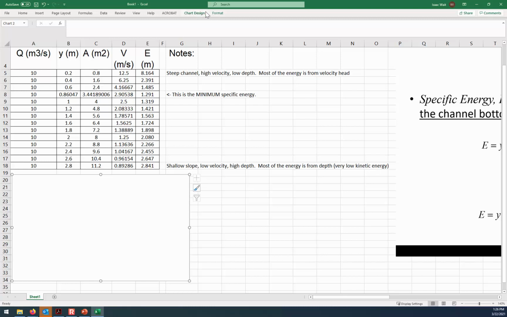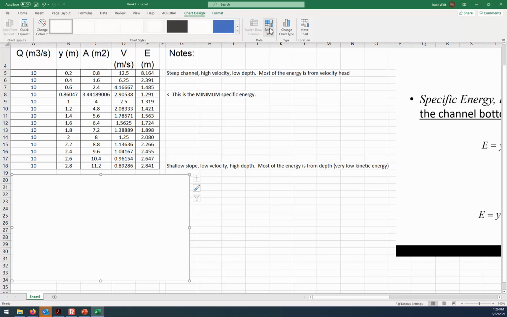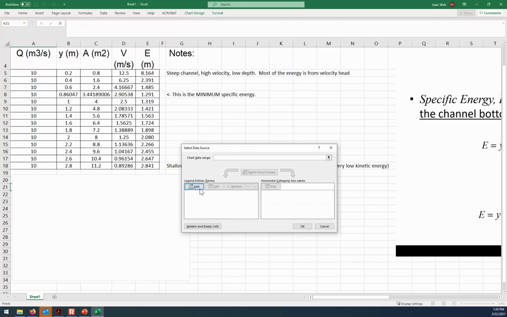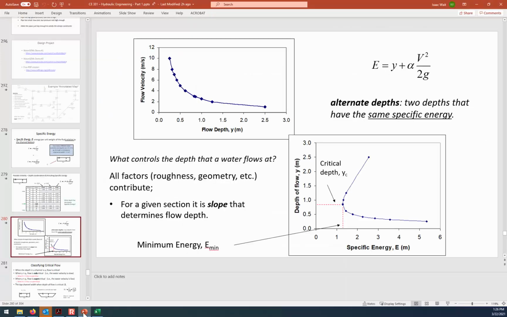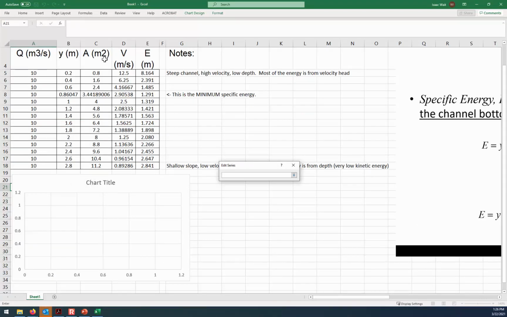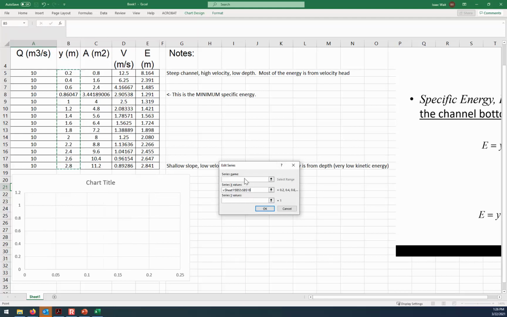Computer's being a little bit laggy here. Chart design, select data. Alright, so I want to have in my x value the depth and velocity on the other axis. So here is my depth, and I'll give that a label. Oh, I'll have to label that later. It's depth versus velocity.